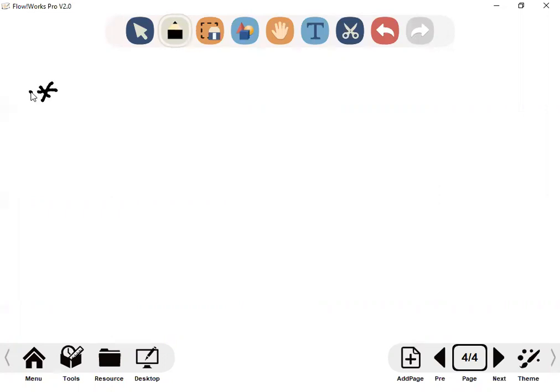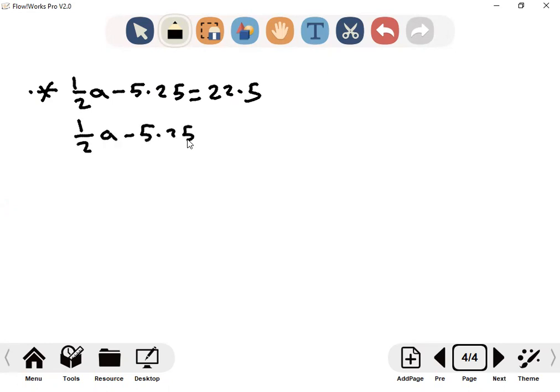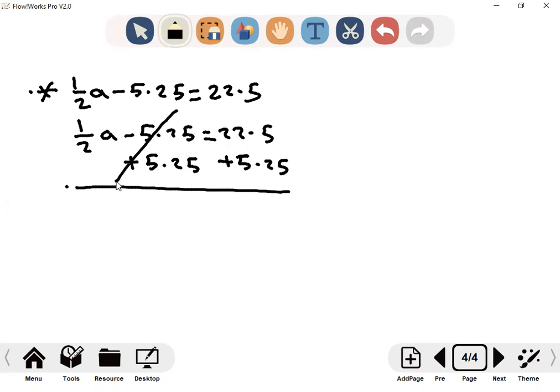Yeah, continue. We have half A minus 5.25 equals 22.5. Now rewrite it. Half A minus 5.25 equals 22.5. Now we get rid of 5.25, plus 5.25. These are done. Yes, yes. Half A equals 27.75. Now I will divide both sides.